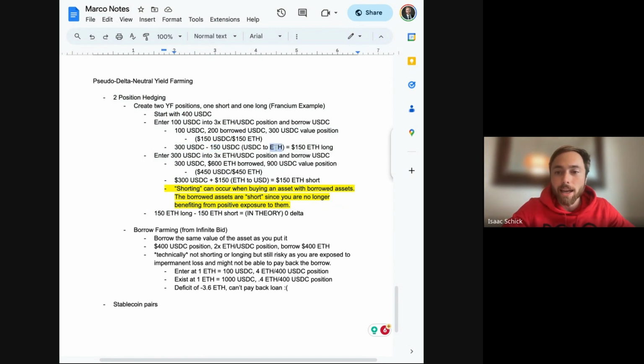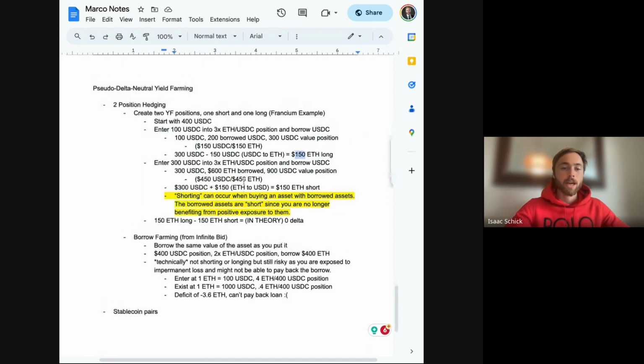So by buying Ethereum with 150 of your borrowed USDC, you're now long $150 worth of ETH. Okay, so your position is $150 worth of ETH. Now, you might be saying, well, I don't get this because I don't understand anything about finance, and you're talking to me about shorting and longing like I would have pre-existing knowledge of that. Well, to understand that, you have to understand what shorting is.